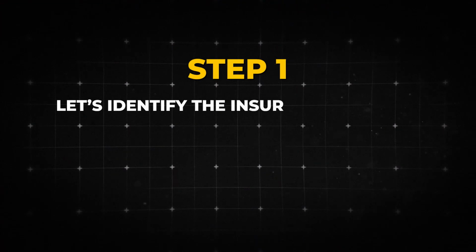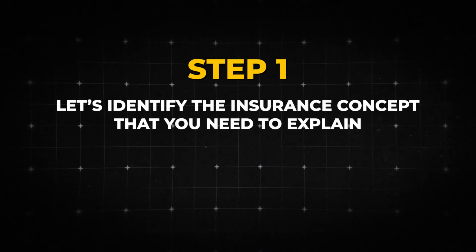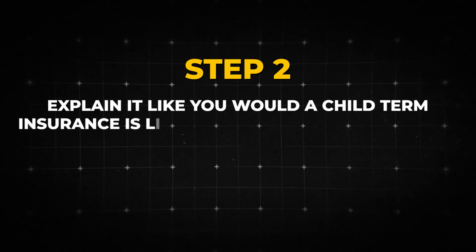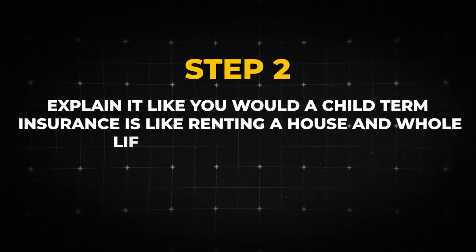Well, let's do it again. So first, let's identify the insurance concept that you need to explain. Let's say it's the difference between term and whole life insurance. All right. Step two, explain it like you would a child. Term insurance is like renting a house, and whole life is like buying a house. Easy peasy. Now, does a kid know the difference between renting the house and buying the house, Mr. Jason? I don't know. But we'll assume he does.